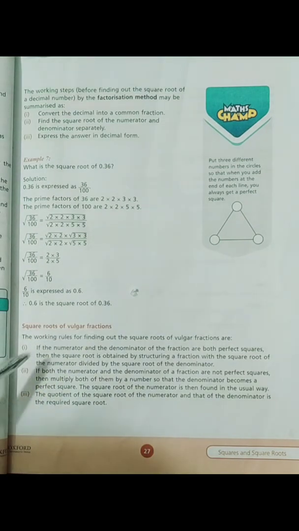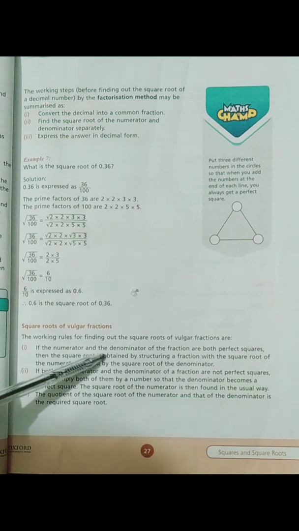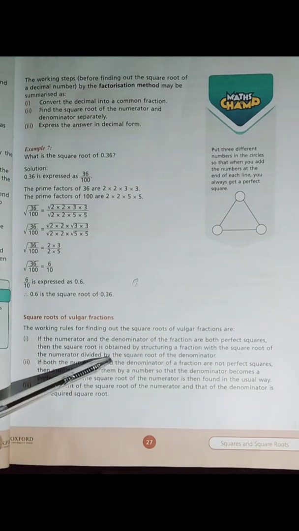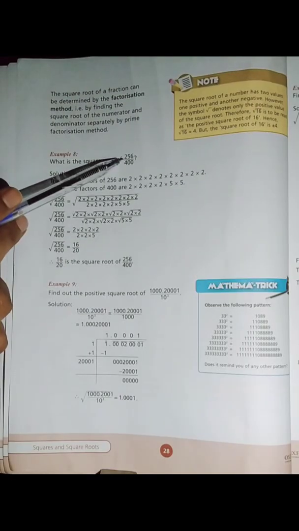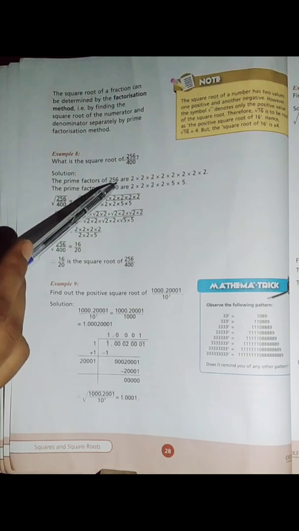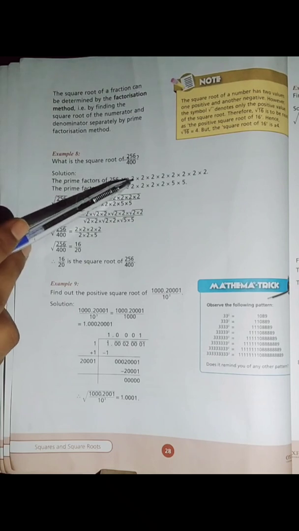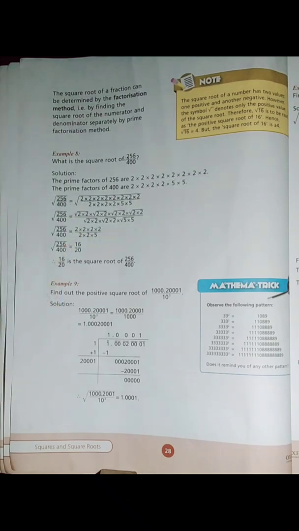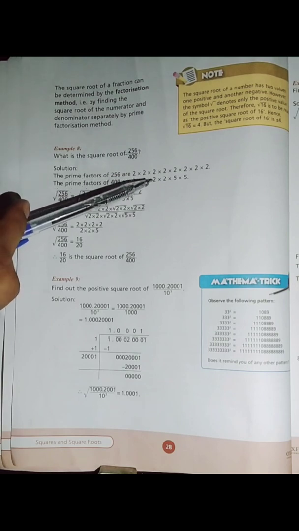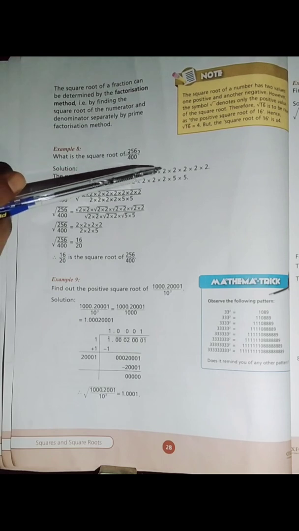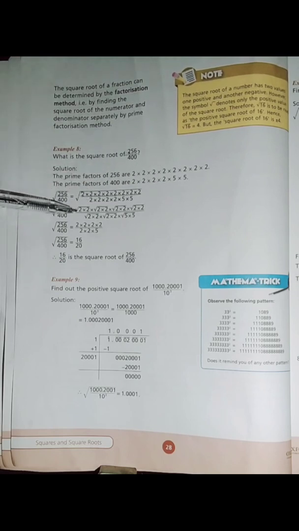Next we have square root of a vulgar fraction. The first step, if the numerator and the denominator of a fraction are both perfect squares, then the square root is obtained by writing a fraction with square root of the numerator divided by square root of the denominator. It means that we have a fraction 256 by 400. We find the prime factors of 256 and 400. The prime factors of 256 are 2 multiplied by itself seven times, and the prime factors of 400 are 2 multiplied by 2 multiplied by 2 multiplied by 2, 5 multiplied by 5. Now we write in the square root the factors of 256 and 400 and then make pairs.